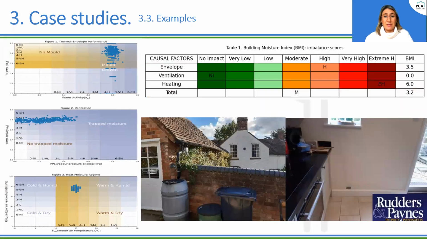And this is another example. We have a moderate moisture imbalance where ventilation is not a problem at all. However, the envelope, even though the thermal efficiency seems right, the surface of the envelope is very humid. So we have high values of water activity. And then this is caused by the heating being inadequate since the environment is really cold and very humid. So as a whole, we have a moderate moisture imbalance, which needs to take a look at this.